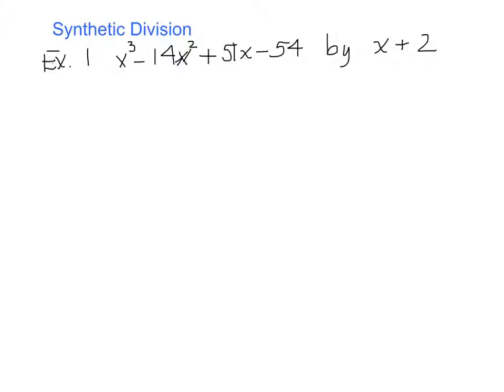So what you do is, first of all, we're going to use the opposite of positive 2, or whatever that is, and use negative 2 as our divisor. And then we're going to make sure that all your terms are in order, and we're only going to use the coefficients. So we have 1, negative 14, 51, and negative 54.